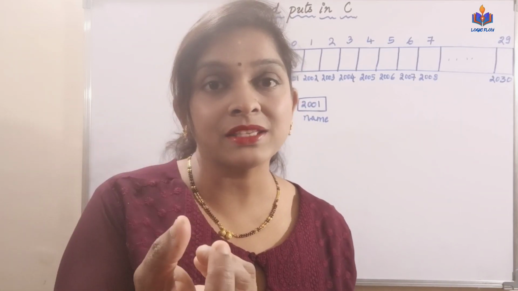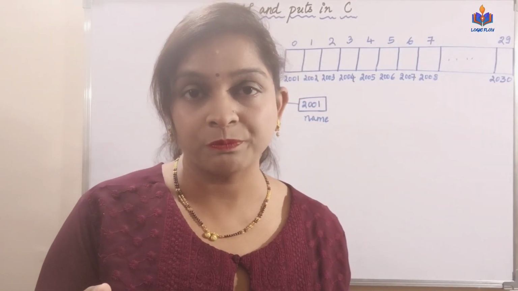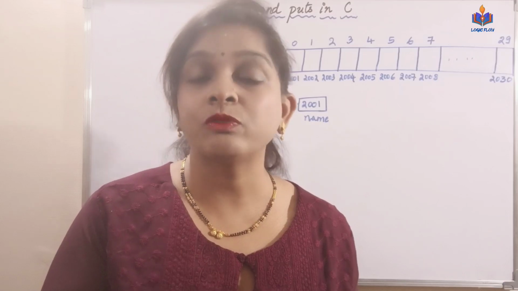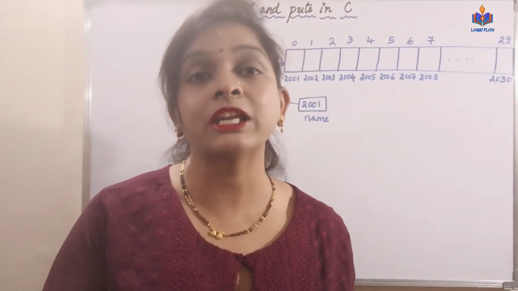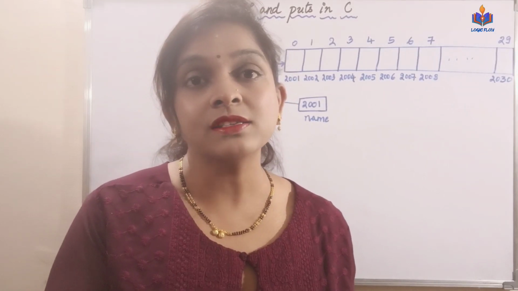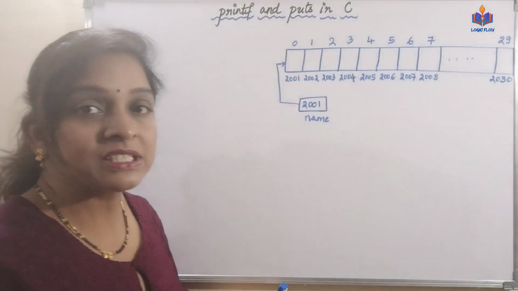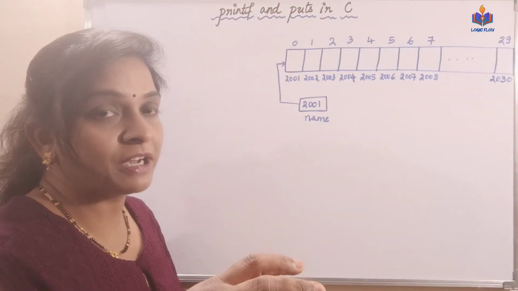What scanf does is read the characters, but when a white space is encountered, it will stop taking the input. So up to the white space it will take the input, and a null character will be appended in the memory. But gets will also consider the white space. Even including white space, it reads the characters. That is the difference between gets and scanf. I have explained this in detail in the previous video. Please do check it out.